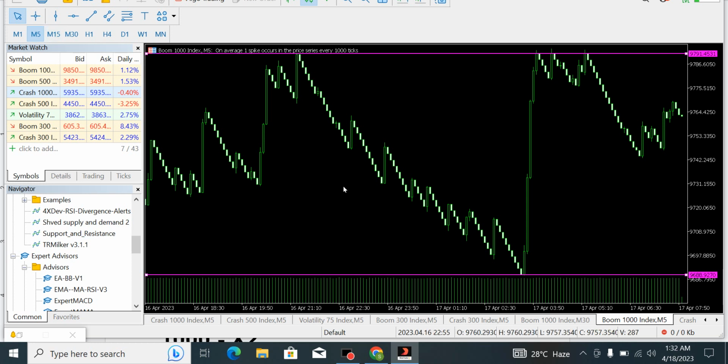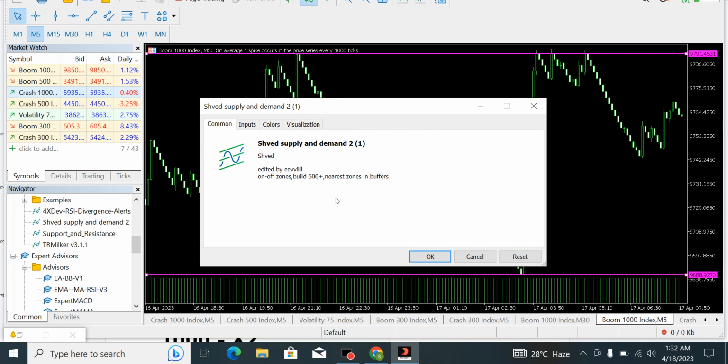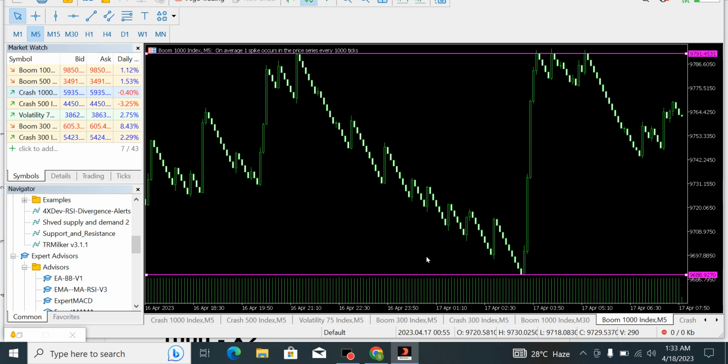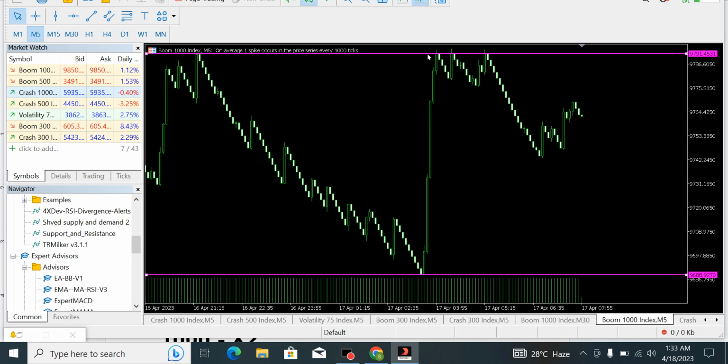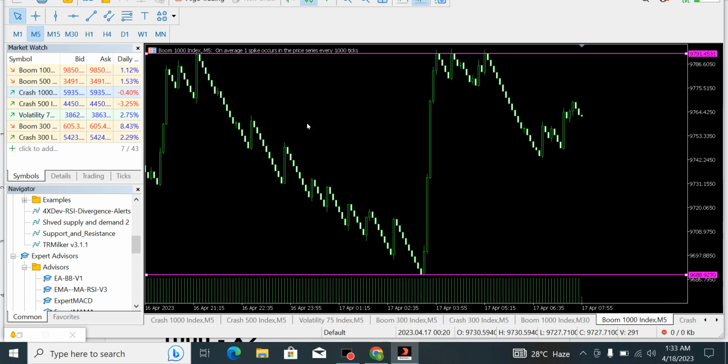In order to make it very simple for each and every one of us, there is a custom made indicator which I will be introducing today, and this is the custom made indicator. It is called the supply and demand indicator. It will be used to identify the support and resistance zone. All you just need to do is to drag it to the chart and click on OK. It will bring out all the necessary support and resistance zones. So that is very important.